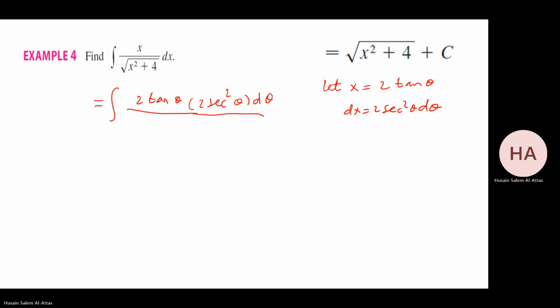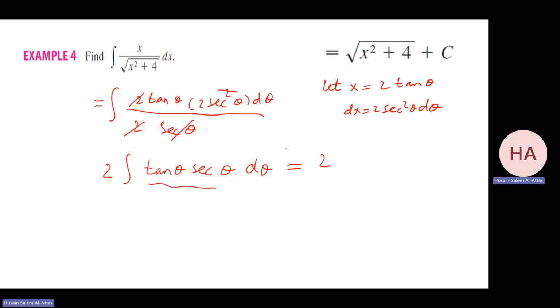This is for 4 tan squared plus 1 under the square root. That will be secant theta. So 2 cancels with 2. Secant cancels 1 of the square. So I have what? I have tan theta secant theta, 2. There is a 2. Am I right? Yeah, 2 tan theta and 2 secant squared. Yeah, there is a 2 here. d theta.